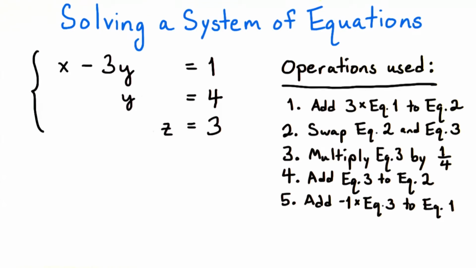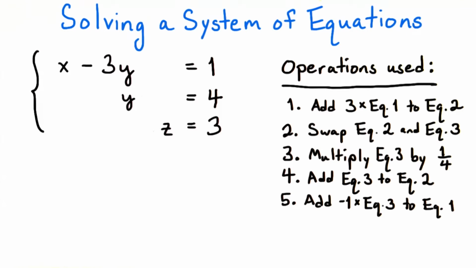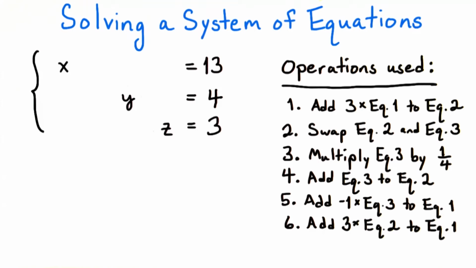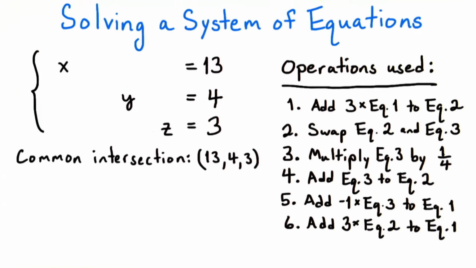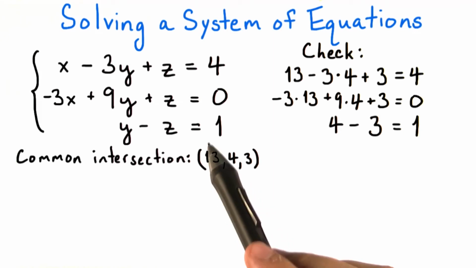Now let's focus on y. We've already solved for y equals 4, so the last step is to clear upwards so that y is also in its own column. To do this, we add 3 times the second equation to the first, which makes the first equation become x equals 13. Using just the 3 operations we spelled out earlier, we have found the sole point of intersection of the 3 planes described in the original system of equations. Note that we can check that the point (13, 4, 3) satisfies all three equations in the original system.